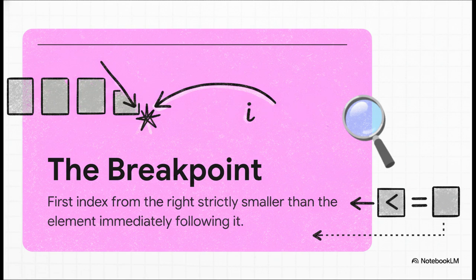The breakpoint is the first index, let's call it I, when scanning from the right, where the element is strictly smaller than the element immediately following it. This single mathematical observation is the turning point of the entire algorithm. It tells us exactly where our long prefix ends and exactly where we need to make our change.